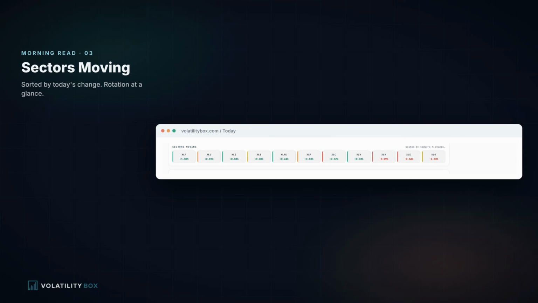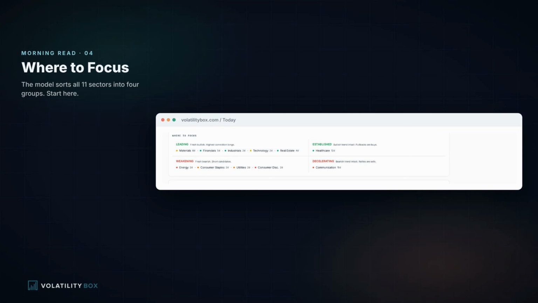Next, you'll find the sectors that are moving, and these are sorted by today's change. This in itself is sector rotation at a glance, where money came in and where money is currently leaving. If you take a look at today's information, you'll see that financials are out front and technology is at the very back. Now, the section I'd point you to first is this Where to Focus section.